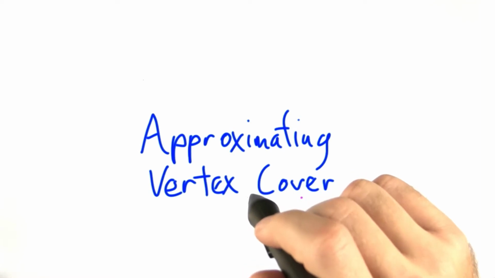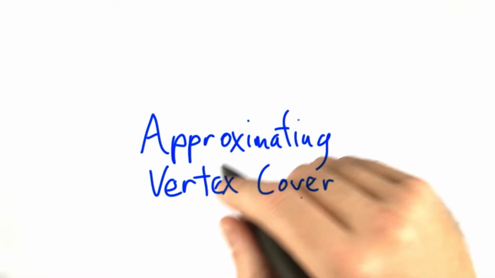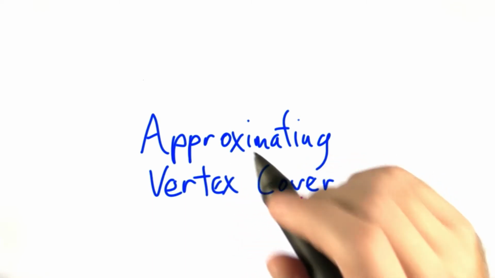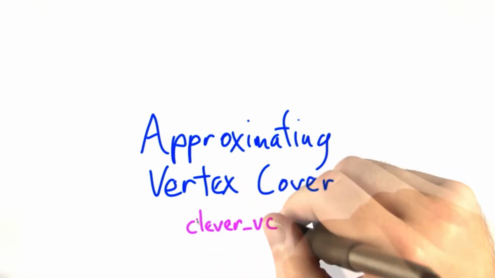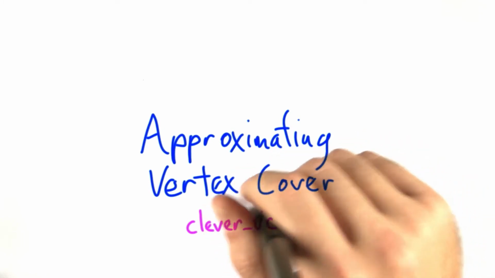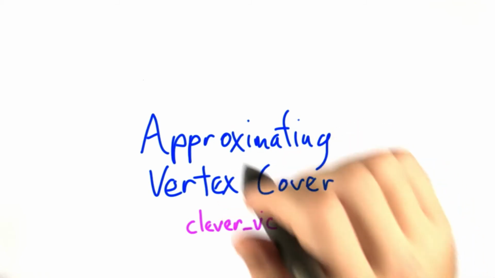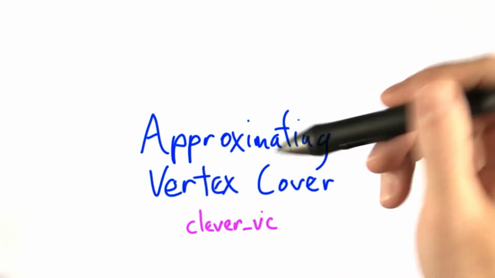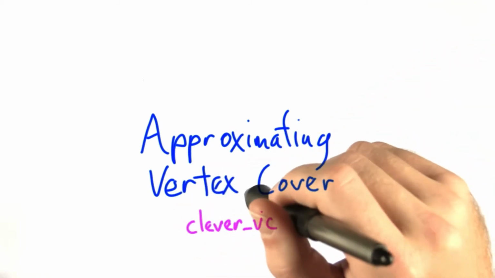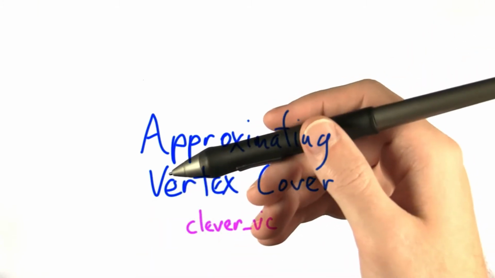Suppose someone comes up to you and tells you that they've devised a really clever algorithm for approximating vertex cover. Let's call it Clever VC. Now, this is so clever that they don't actually want to show you the source code. They want to keep it secret, so you can't see that. And they don't even return the list of vertices that are in the cover. They just tell you the size of the cover. So how would you go about figuring out the performance of this and how it works?